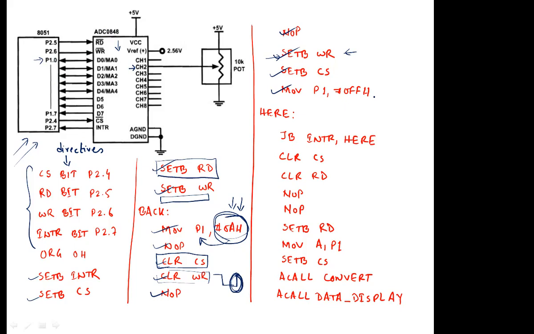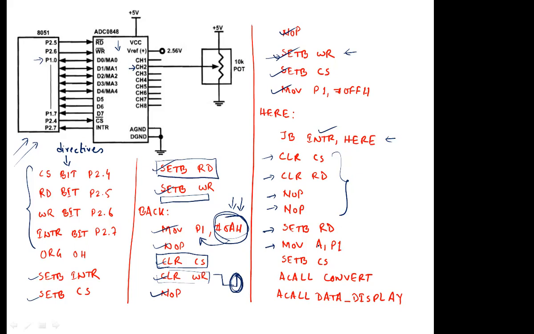Then the rest of the thing is actually straightforward. We monitor the interrupt pin to go low by this particular line. Whenever it goes low, we make CS is equal to 0, we make RD is equal to 0, we provide some time, and we set bit RD is equal to 1. We know that at this stage your data will be ready to be transferred from ADC to your microcontroller. All these things are also there in your last class. Please see the last class summary, then you will understand everything. Then we move the data from port 1 to the accumulator. After that, what you do with the data is a completely different thing.